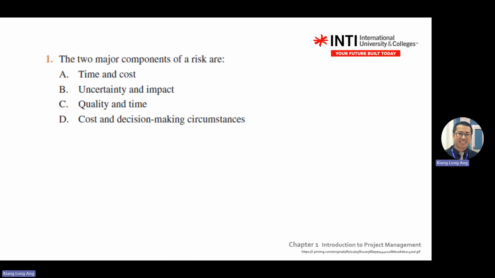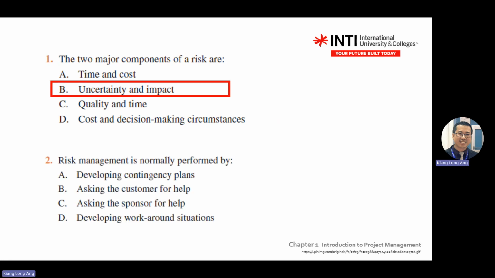So let's go for a quick revision. What do you think the answer for this question? Two major components of risk is what? B. Yes, okay, B. Number two, risk management is normally performed by? Sure not C. So what is the answer? A.